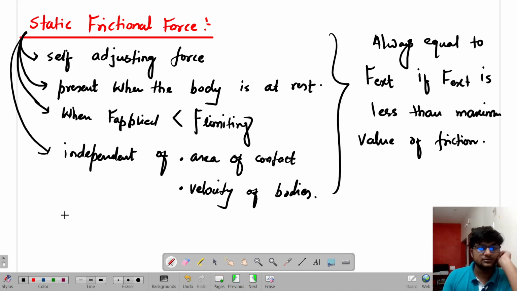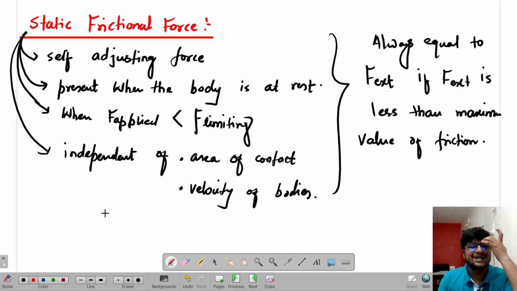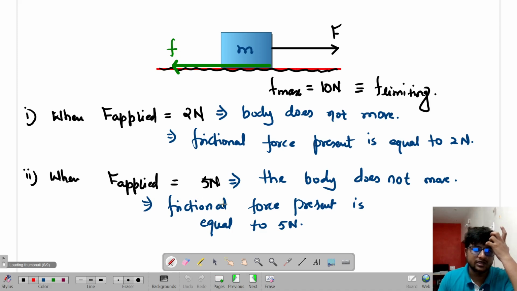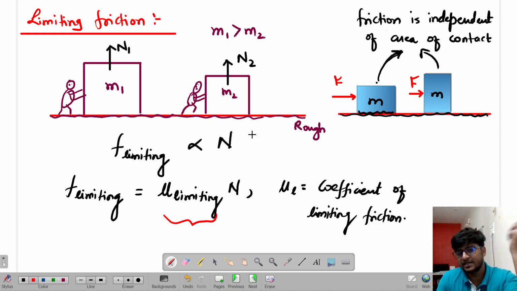Now, so idea is that a static frictional force will definitely be present when the body is at rest and if there is an external force. Is that clear or not? So this means that there is a contact over here. So this mu limiting which we are writing describes what kind of contact there is, whether it is too much rough, whether it is little bit rough, or what kind of contact.